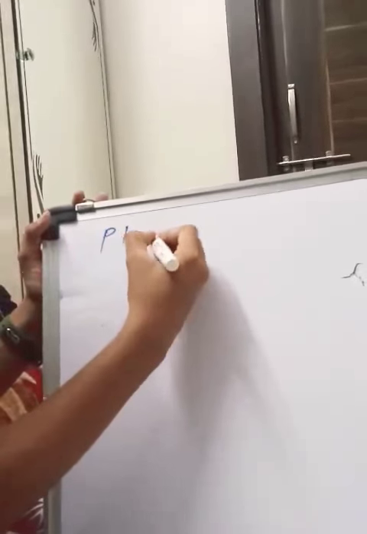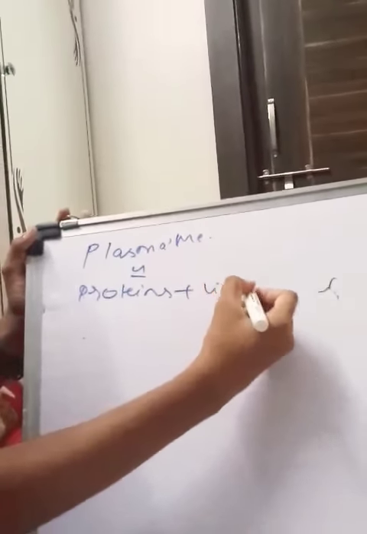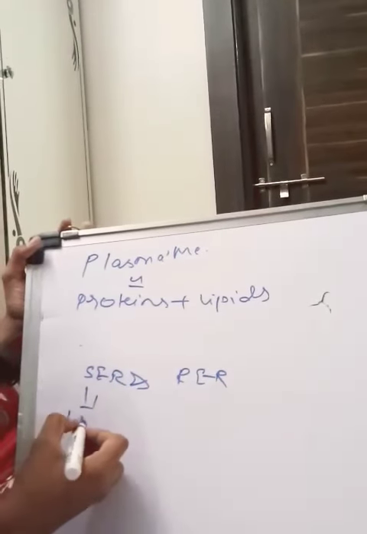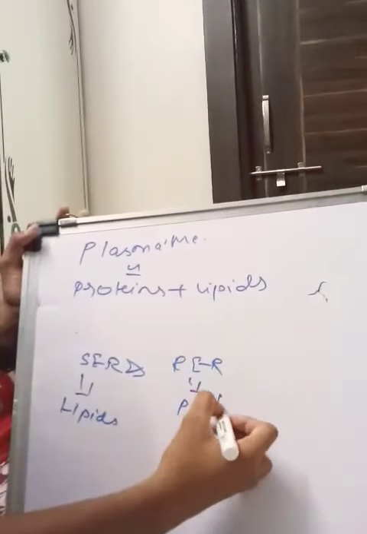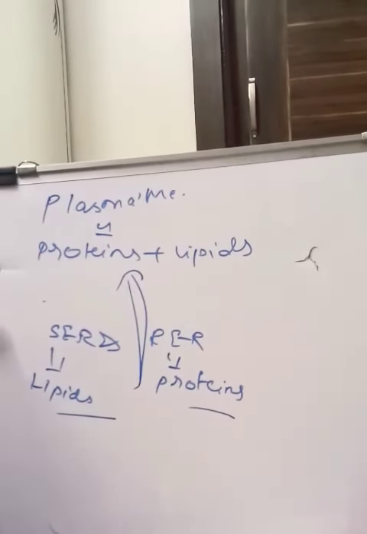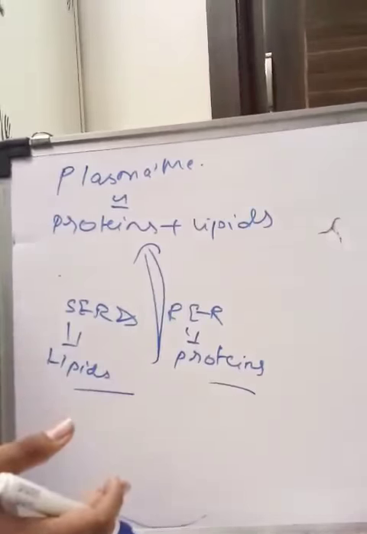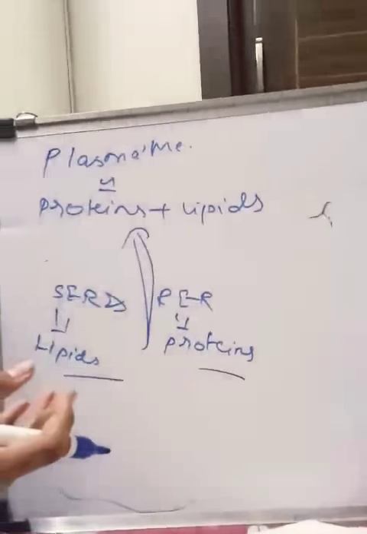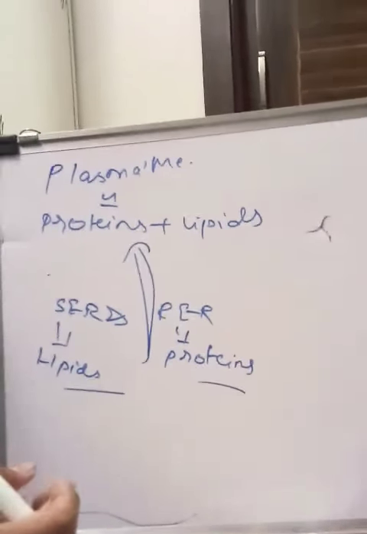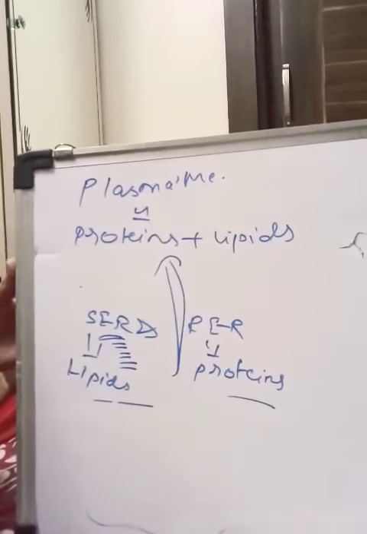Let's rewind it. Plasma membrane is made up of proteins plus lipids, and SER and RER. SER gives lipids and RER gives proteins. That's why it also helps in the formation of plasma membrane. The function of ER is to serve as a channel for the transport of materials, especially proteins, between various regions of cytoplasm or between cytoplasm and the nucleus. ER also functions as a cytoplasmic framework, providing a surface for biochemical activities of the cell. SER plays an important role in detoxifying drugs and poisonous things.